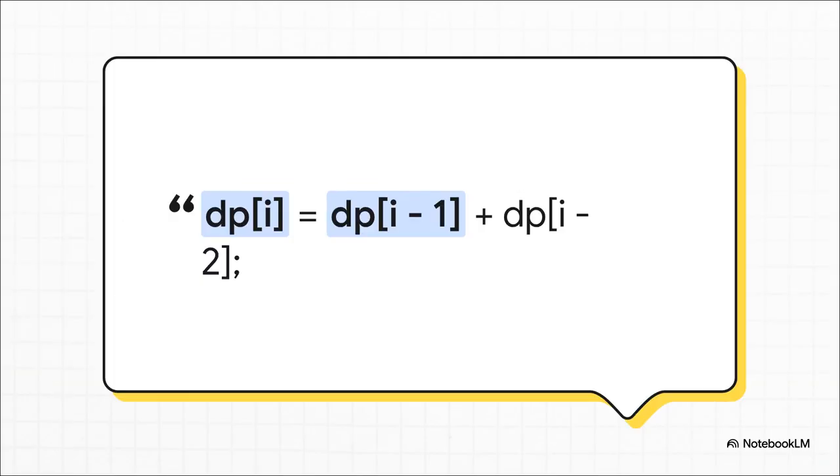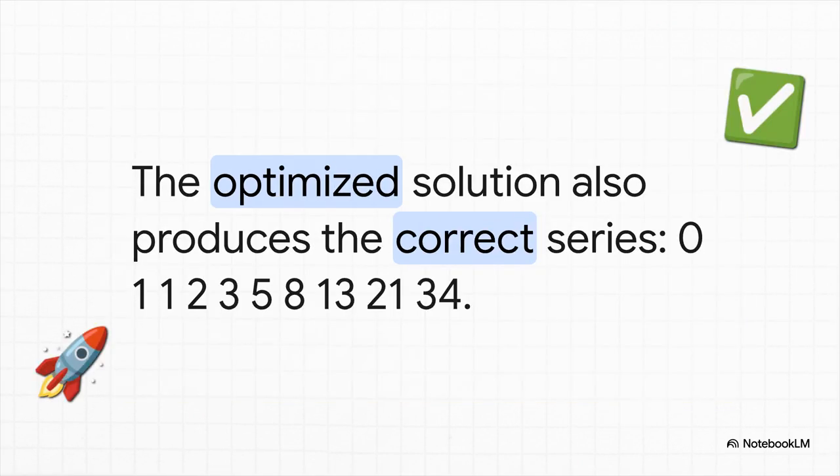And the code shows this perfectly. We create what's called a DP array, that's for dynamic programming, and the heart of our loop is just grabbing the last two numbers from the array and adding them. We are literally building the series one step at a time, using our stored results. And of course, it gives us the correct output. So now we've shown three different ways to solve the problem, and we ended up with a solution that's not only clear, but also super performant.